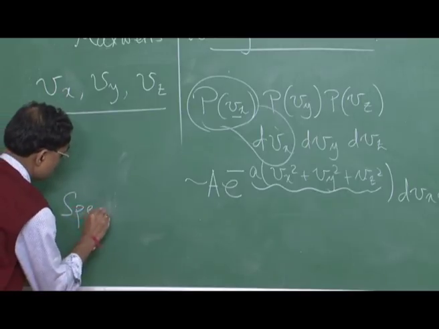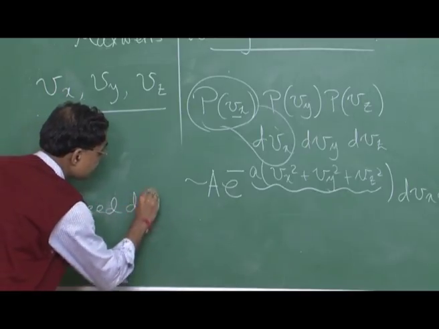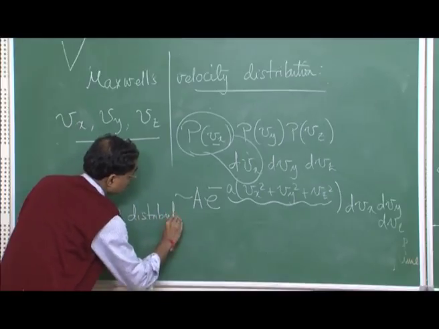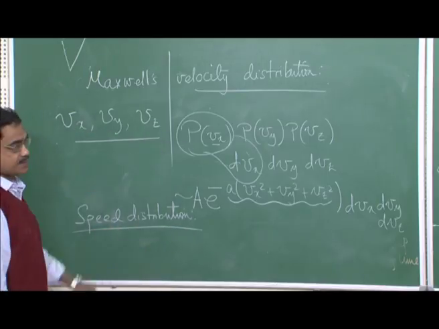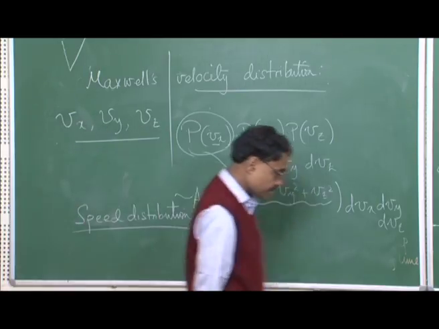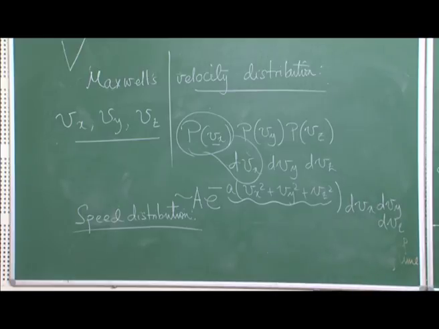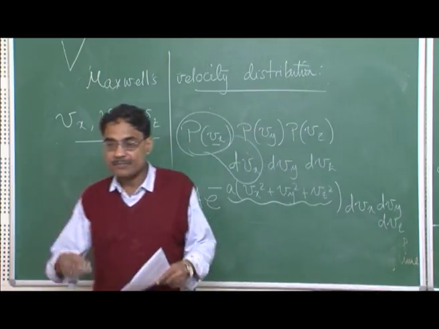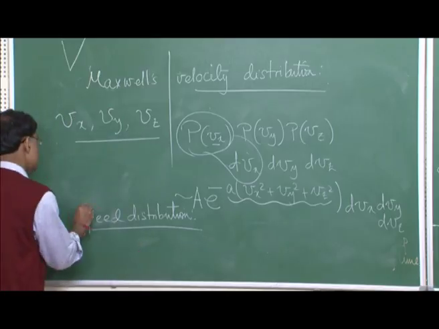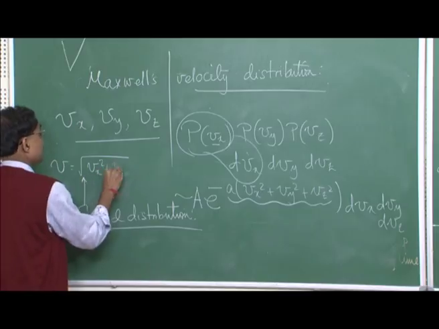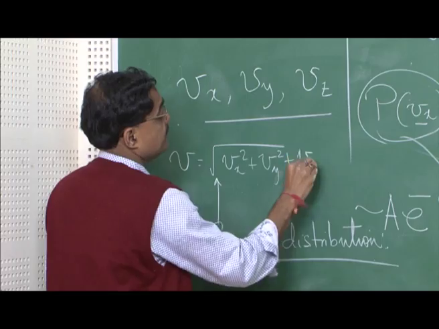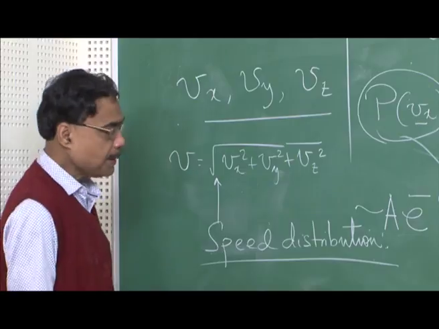a speed distribution. Now, I do not care about the components, rather I ask the question: what is the probability that the speed of the particle lies between V and V plus dV? What is V? Speed. V is the root of Vx square plus Vy square plus Vz square. That is my speed.